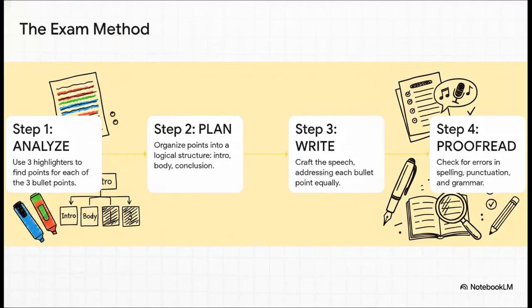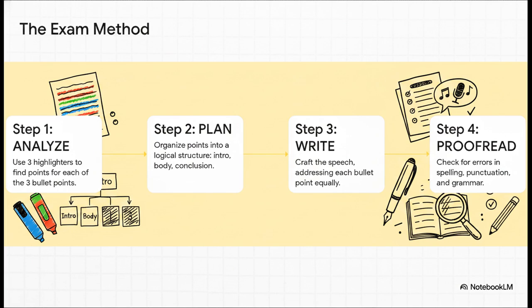Step 1. Analyze. Seriously, grab 3 different colored highlighters. As you read the source text, highlight every piece of information that connects to each of the 3 bullet points in the question. Step 2. Plan. Take those highlighted points and organize them into a simple, logical structure. You need an intro, 3 body paragraphs, 1 for each bullet point, and a solid conclusion. Step 3, write.